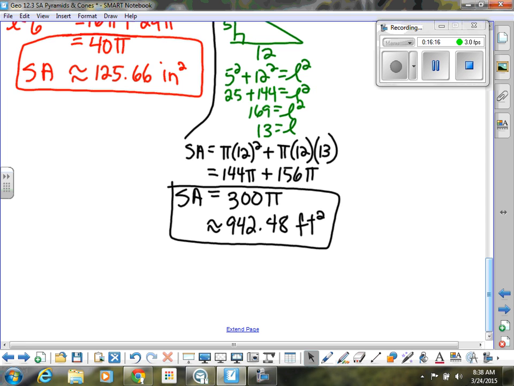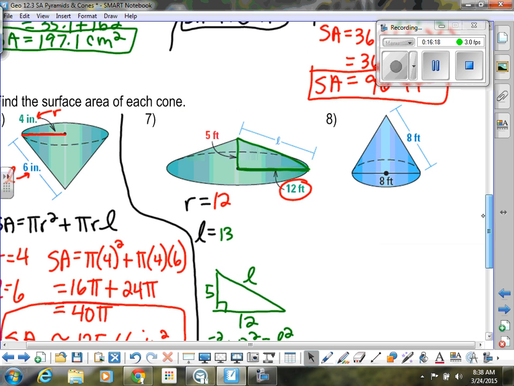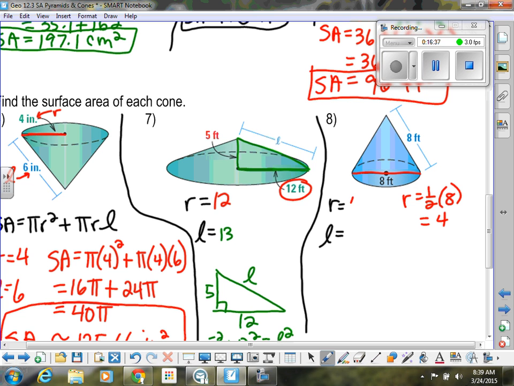Our last example for cone. Notice that they gave us the slant height. They didn't give us the radius. So remember, the radius is always going halfway across that circle, but this is all the way across. That's the diameter. So the radius is going to be half of that 8, which is just 4. So my radius is 4, and this is my slant height. Slant height is 8. So not a lot of work to do there. That's nice. So my surface area is pi times 4 squared plus pi times 4 times 8.